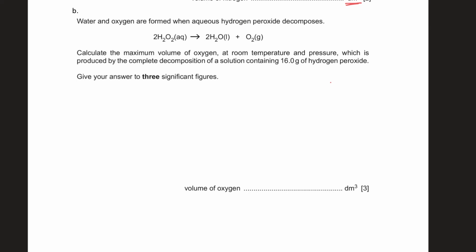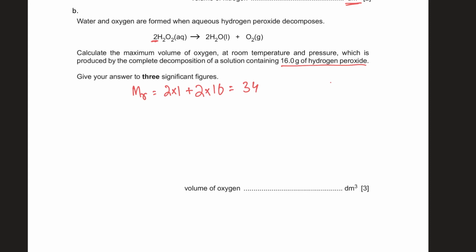Water and oxygen are formed when hydrogen peroxide decomposes. Alright, we have the equation here. That's pretty simple. Let's figure out the MR of H2O2 for this one, because we have the mass of hydrogen peroxide. Now that's going to be 2 times 1 for hydrogen plus 2 times 16 for oxygen, which is going to be 34. This 2 is not part of it because that is basically the mole ratio, not relevant when it comes to calculating the MR.